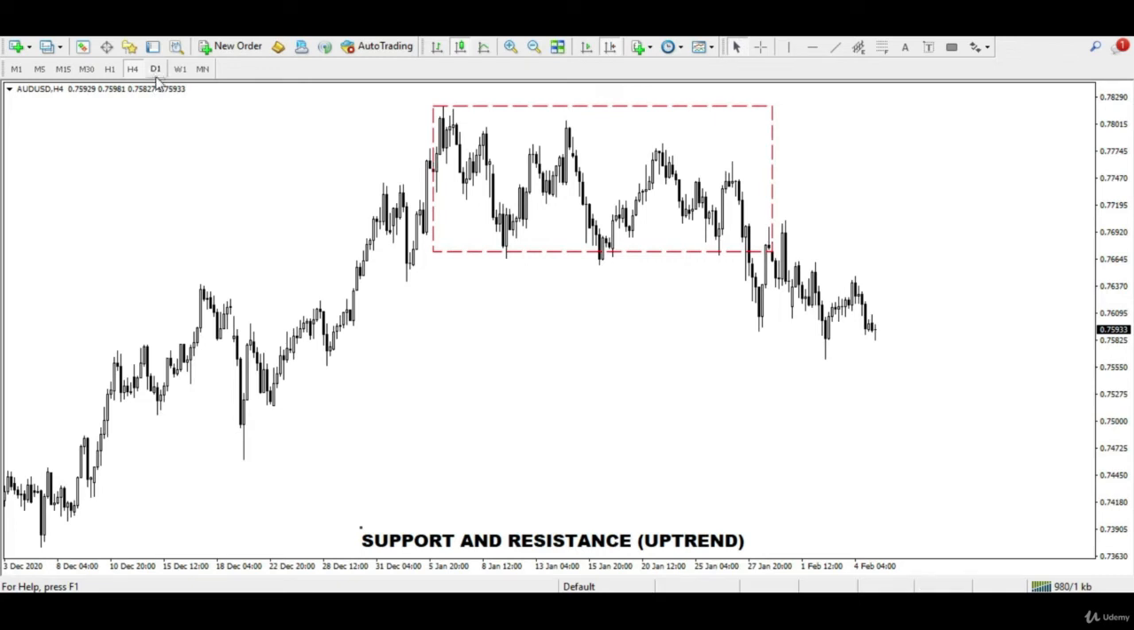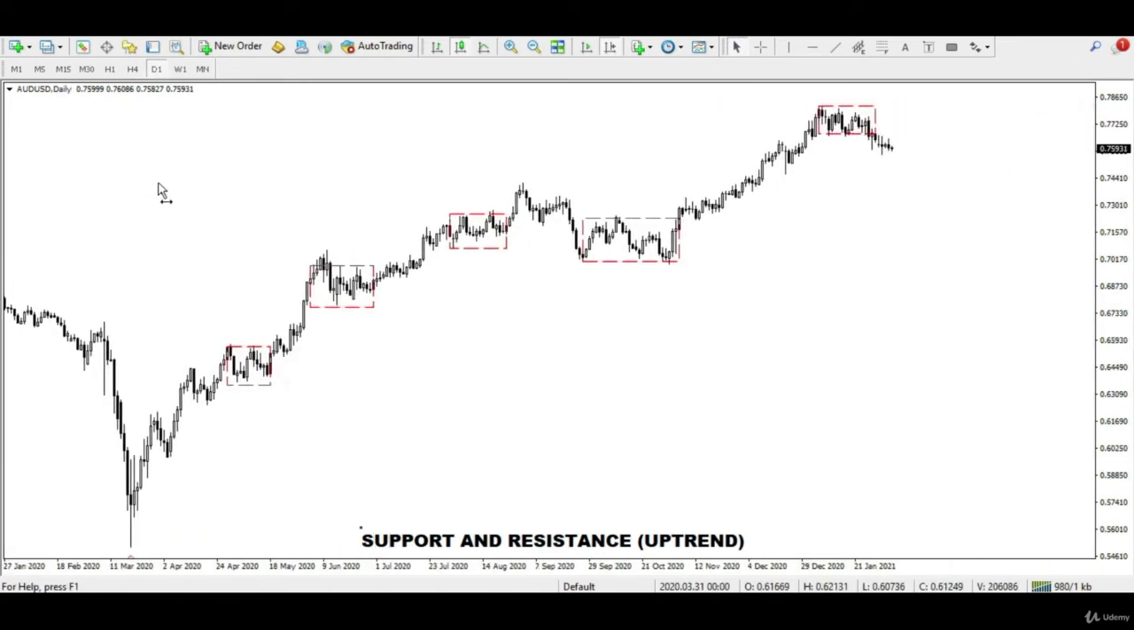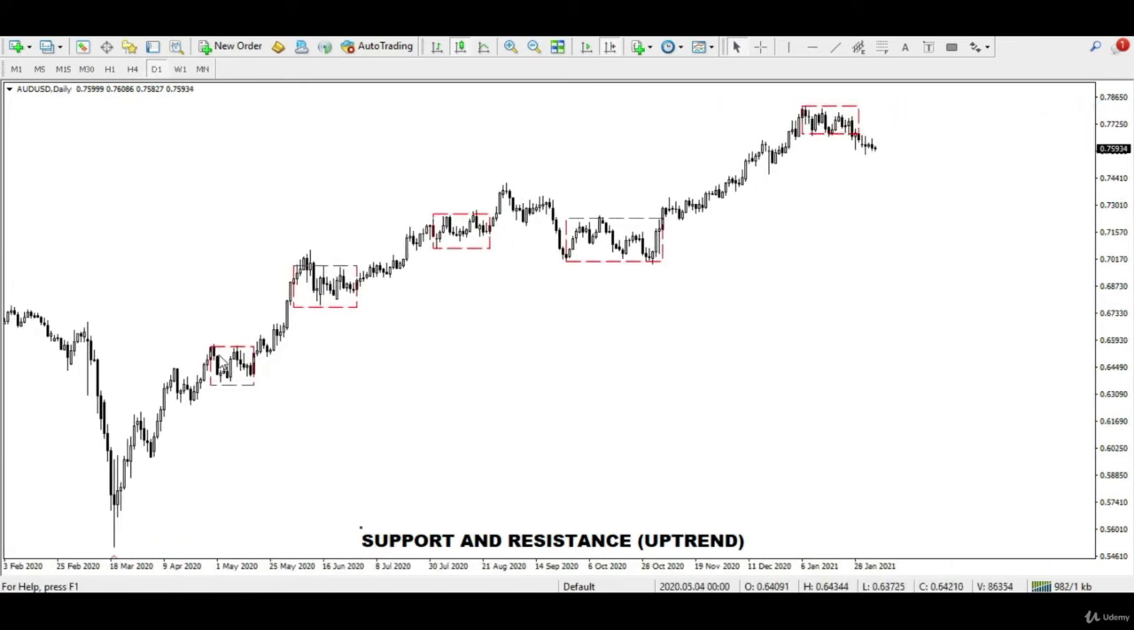Now that we understand how a sideways price activity looks in an uptrend, let us understand the support and resistance in each of these. As we all know, resistance is called the ceiling, whereas the support is called the floor of the sideways price activity.